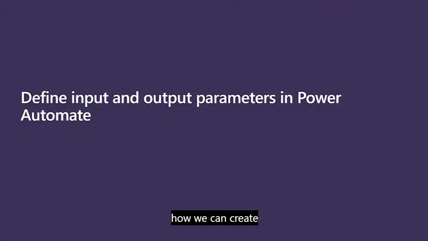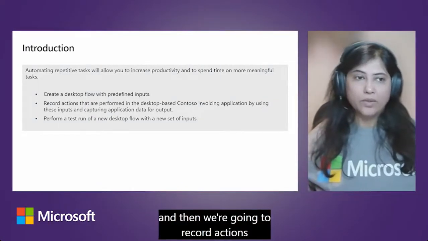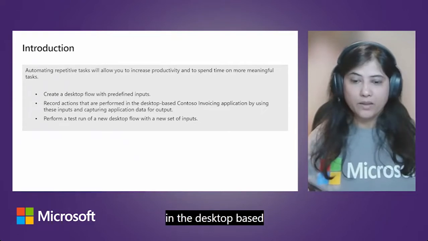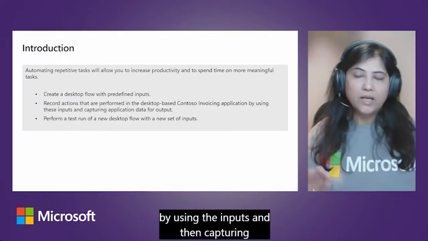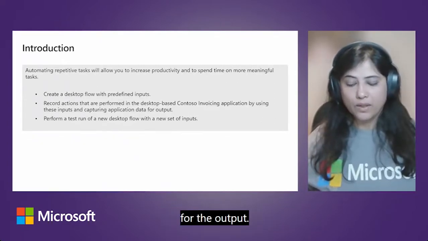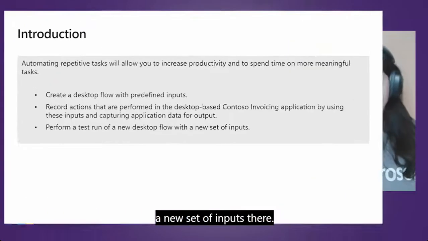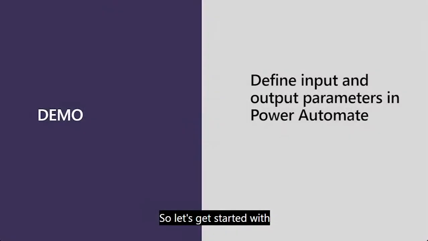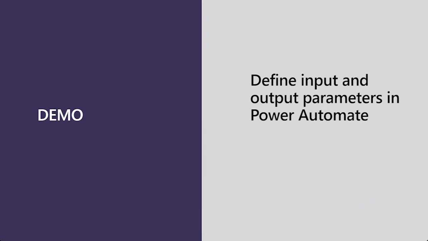Now that we know how we can create our Power Automate desktop flow, we need to define input and output parameters in Power Automate. So we will create a desktop flow with predefined inputs, and then we are going to record actions that are performed in the desktop based Contoso invoicing application by using the inputs and then capturing the application data for the output. And then we are going to perform a test run of that new desktop flow with a new set of inputs there. So let's get started with defining input and output parameters in Power Automate.